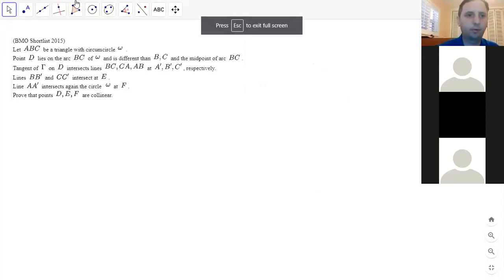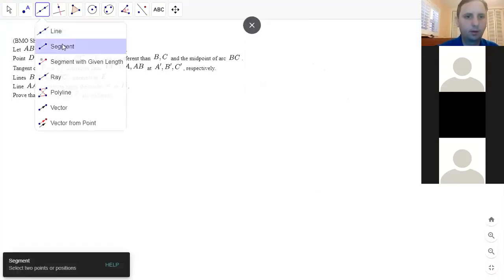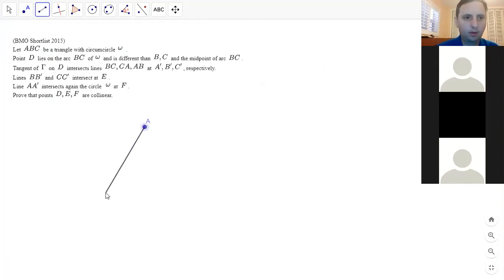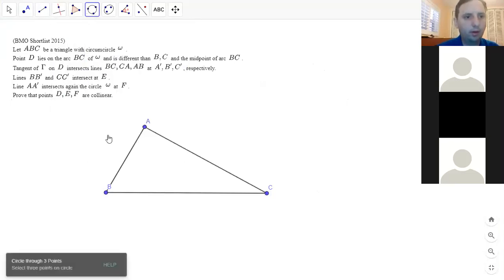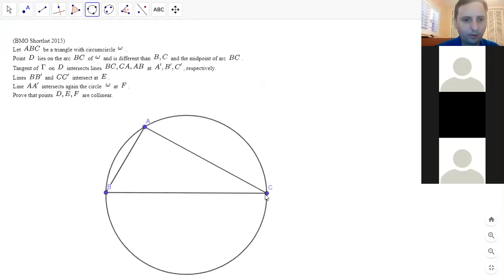ABC with circumcircle omega. Okay. I wonder if I've done this problem before. I hope I didn't. So D is on arc BC.